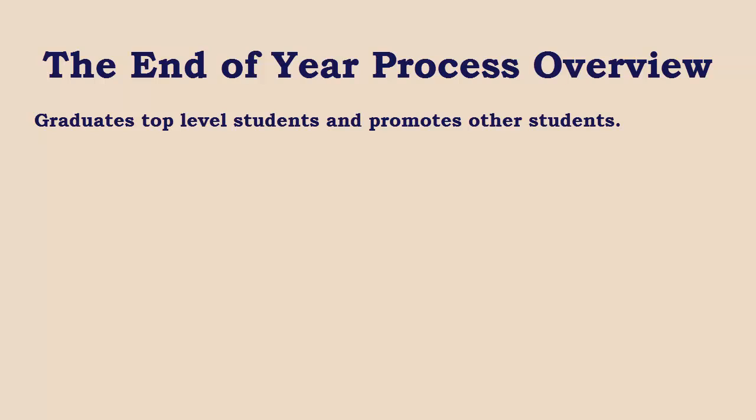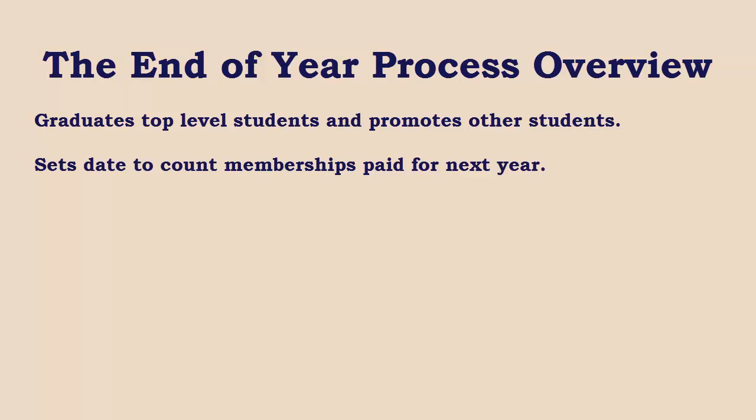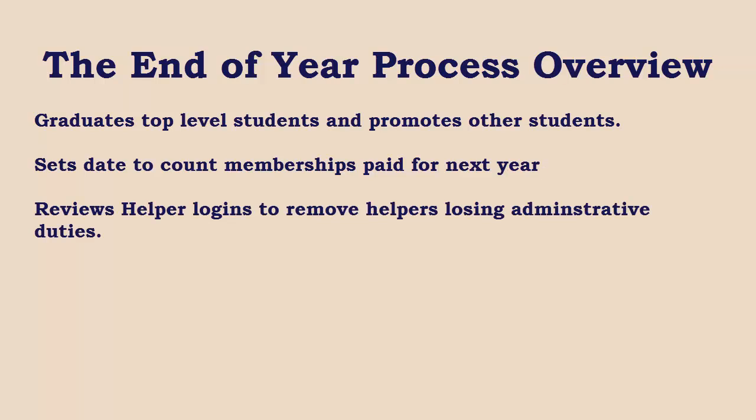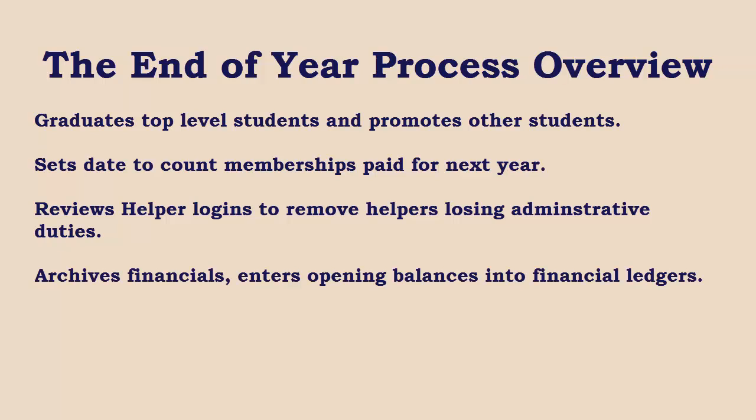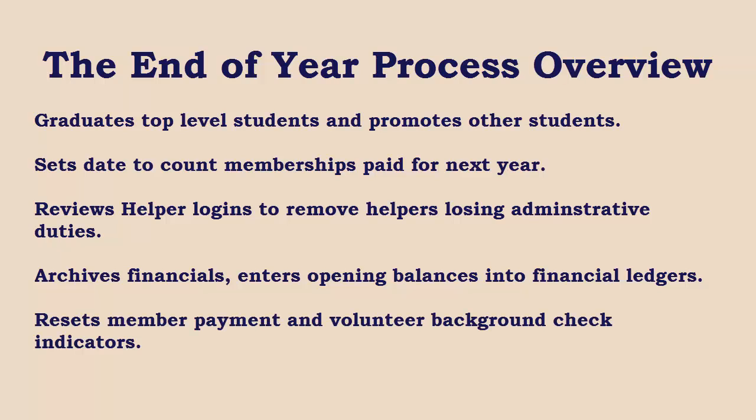The head person on the account is the only one who has access to the end-of-year process. This multi-step process does the following: graduates out top grade level students or the entire family if applicable, promotes other students up a grade and removes their teacher associations, sets the date to count memberships paid toward the next year, reviews helper logins for those helpers who will no longer have administrative duties in your organization, archives all financials and enters opening balances into financial ledgers, resets the member payment indicator accordingly and the volunteer background check indicator for all volunteers, and archives all volunteer hours.